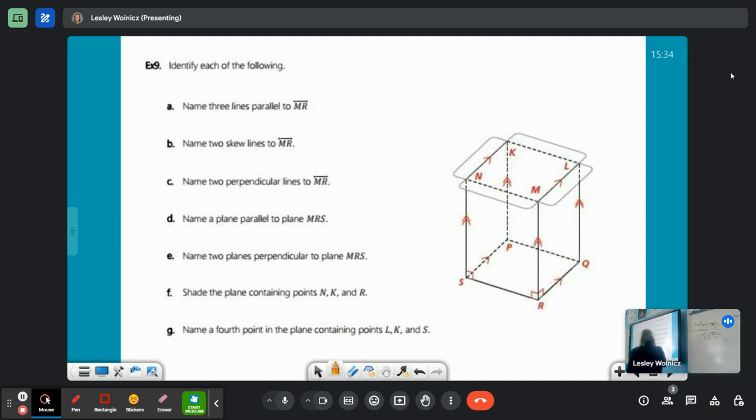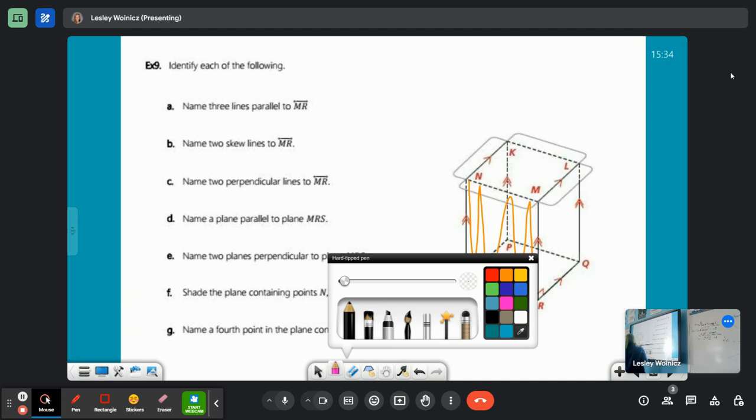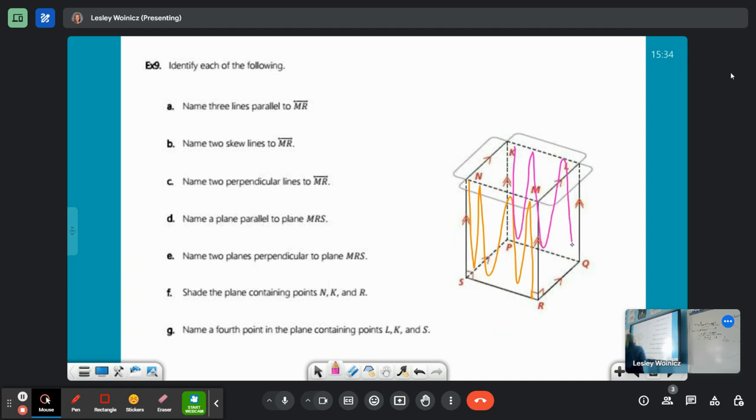All right. Name a plane parallel to plane MRS. MRS is this one. Yes, KLP. So this one back here. So you could have called it KLP, KLQ, LQP. Any of those 3 letters would work for that plane back there. Okay.